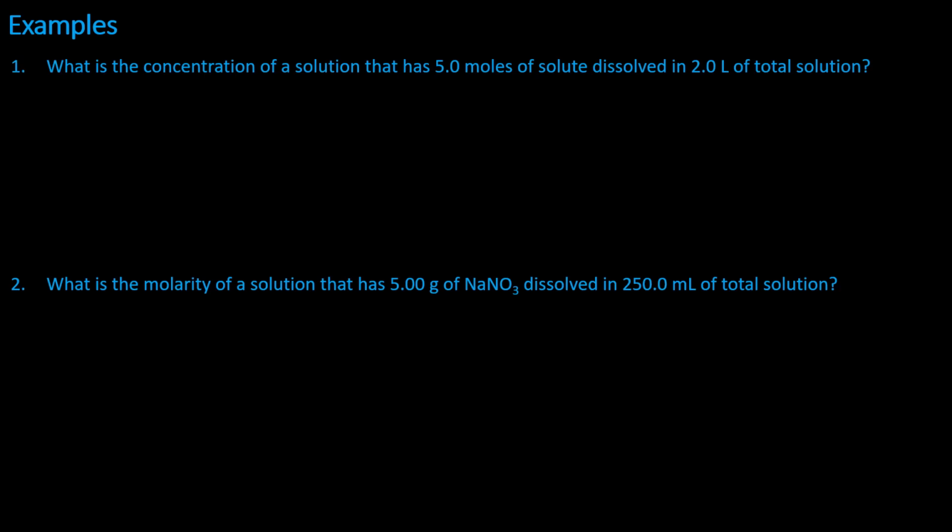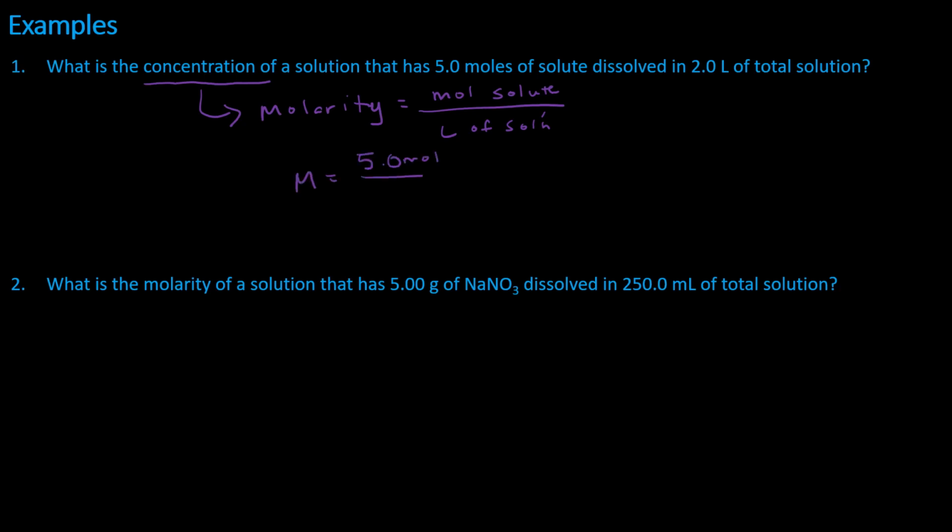It first says, what's the concentration of a solution that has 5 moles of solute dissolved in 2 liters of total solution? So since it says concentration, we know we want to find the molarity. And the molarity is going to be the moles of the solute divided by liters of the solution. So I'm just going to plug that in, and plug that into my calculator. So 5 divided by 2 would be 2.5 molar.